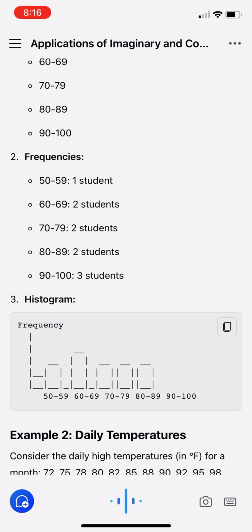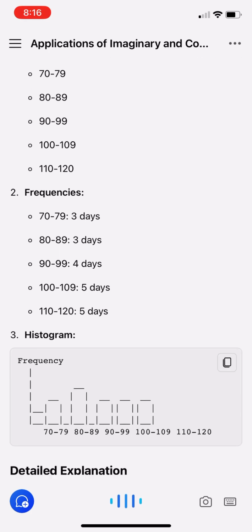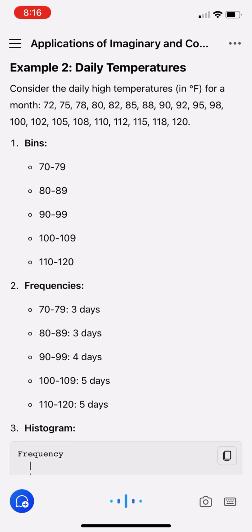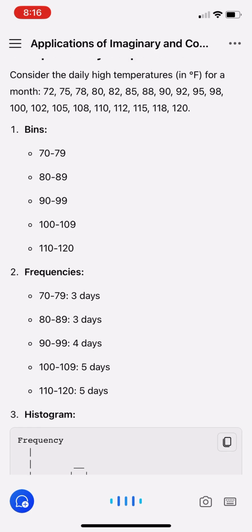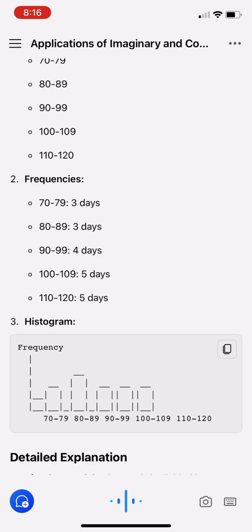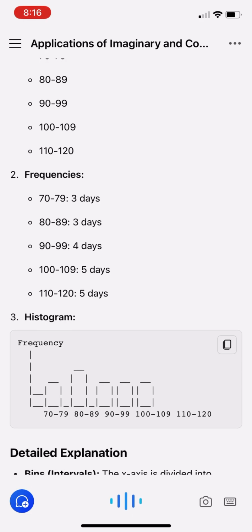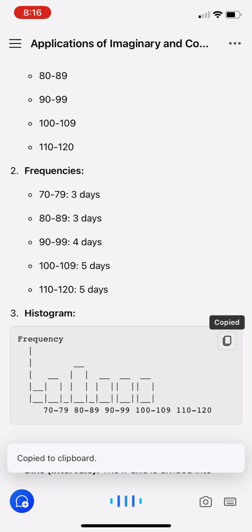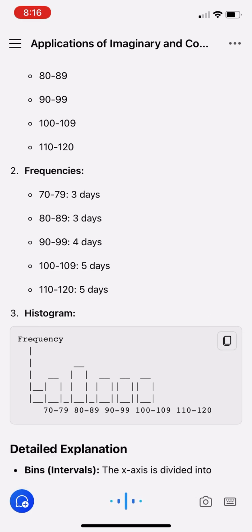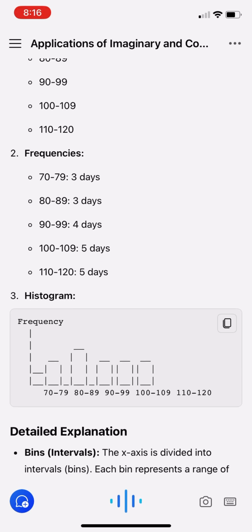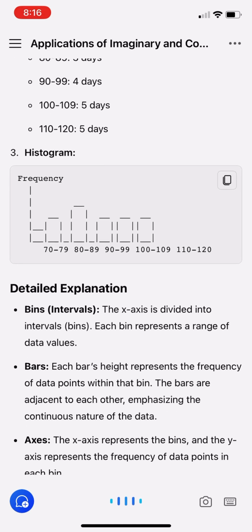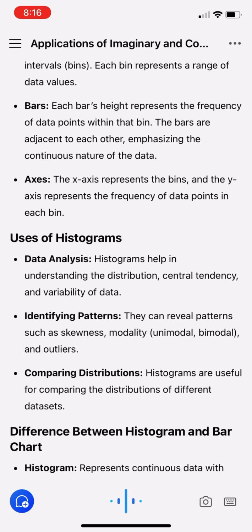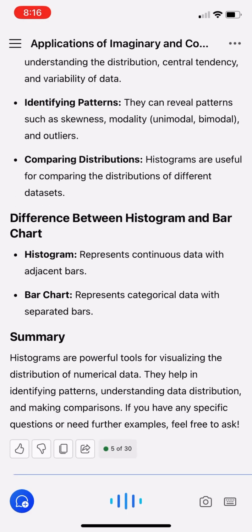Example 2, daily temperatures. Consider the daily high temperatures in degrees F for a month: 72, 75, 78, 80, 82, 85, 88, 90, 92, 95, 98, 100, 102, 105, 108, 110, 112, 115, 118, 120. Bins: 70 to 79, 80 to 89, 90 to 99, 100 to 109.